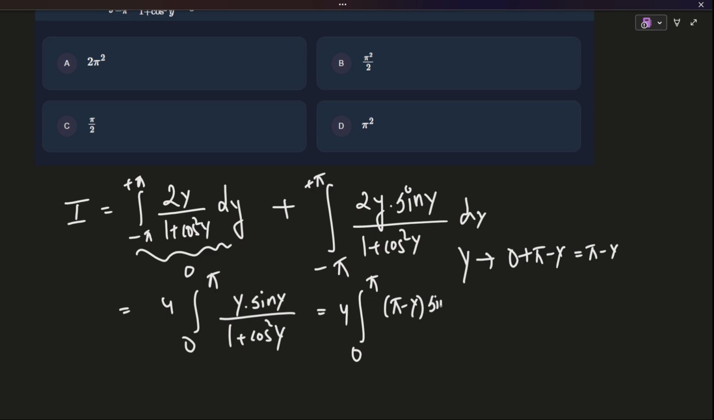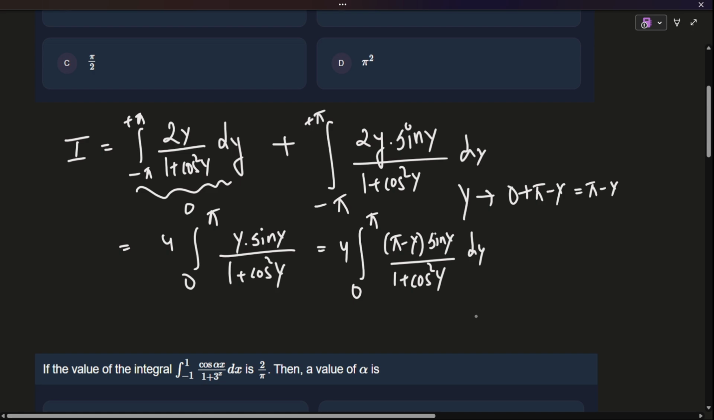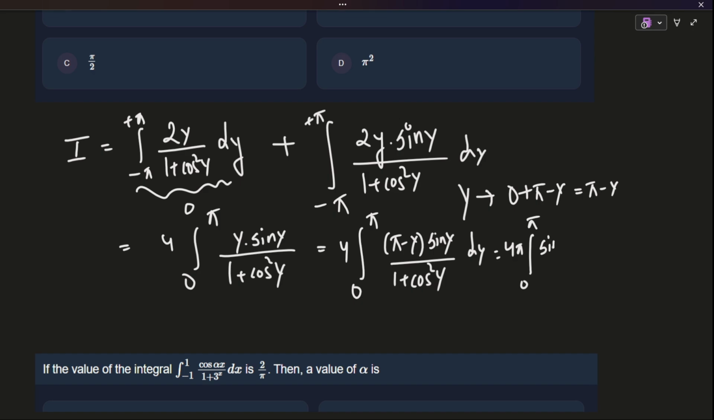Sine of pi minus y is sin y, very important. Cos of pi minus y is minus cos y, but since there is a square, it will be cos square y dy. And now separate this integral into two different integrals, right? You will simply get the first integral as 4 pi, 0 to pi, simply sin y by 1 plus cos square y dy. And the other integral would again be 4 times 0 to pi y sin y by 1 plus cos square y dy, right?